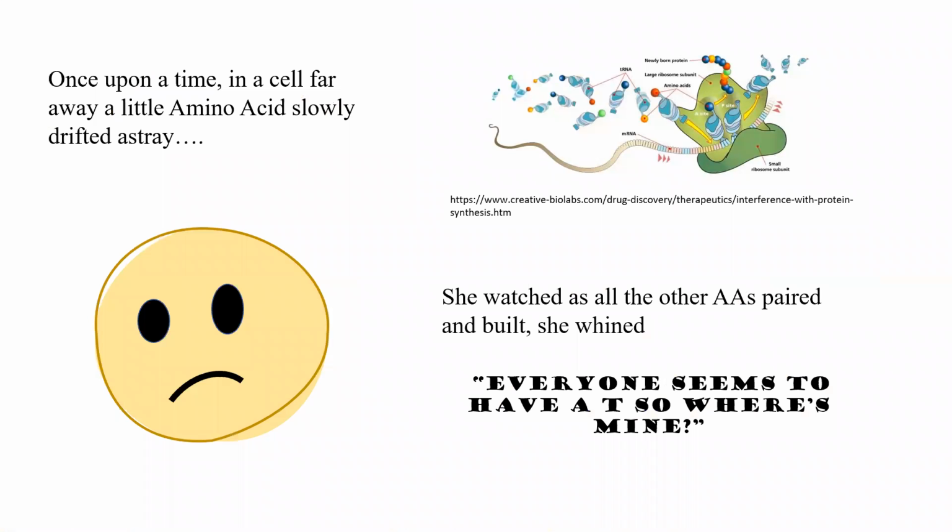Once upon a time, in a cell far away, a little amino acid slowly drifted astray. She watched as all the other AAs paired and built. She whined, "Everyone seems to have a T, so where's mine?" So here we can see in the background, a ribosome is actively translating mRNA to proteins, and that tRNA is facilitating those.